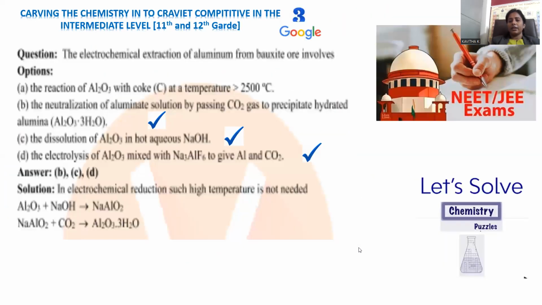This is the way we can give the answer for the question. B will be correct, C will be correct, D is also correct. The first one should be in the range of 1700 to 2200 Kelvin. So for question number 3, options B, C, D are correct answers.